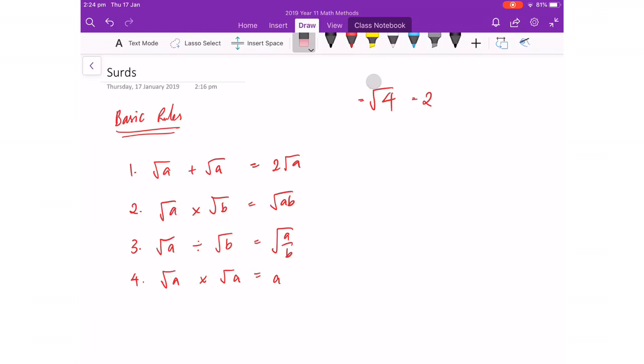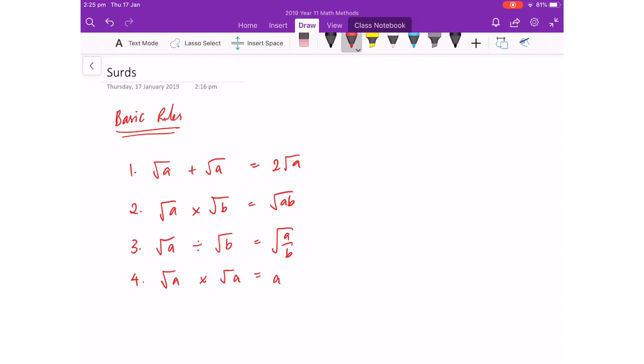And it's about manipulating these surds when you've got lots of them. You want to break them down to simplify them into a nicer way, if that makes sense. Basically, you've got a lot of surds, you want to simplify and break them down, and make it easier. And we use these basic rules.